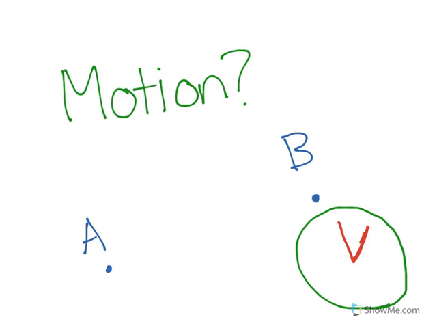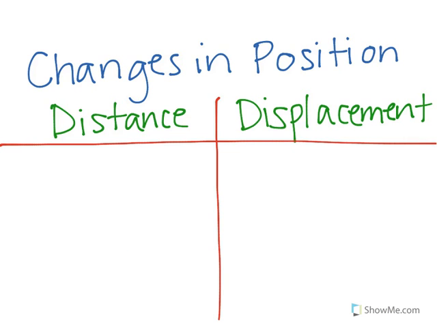Let's move on to motion. Motion is a change in position, which occurs over some period of time. This is the process of getting from A to B. Motion usually involves some kind of a rate with respect to time, which we'll talk more about in a few seconds. How about quantifying changes in position?